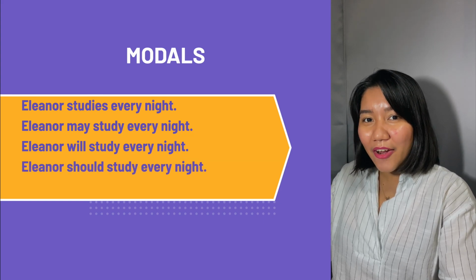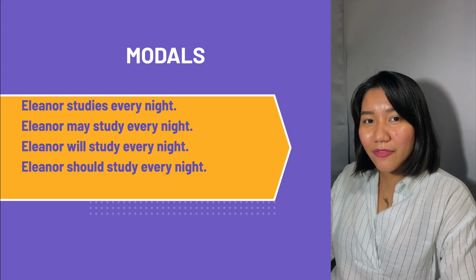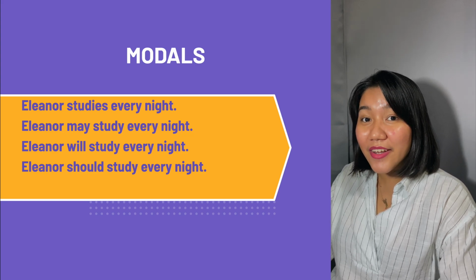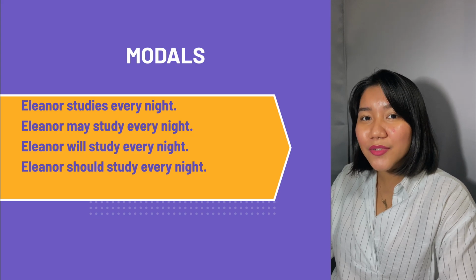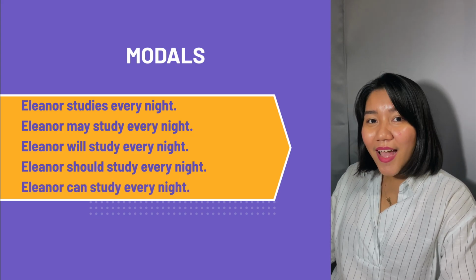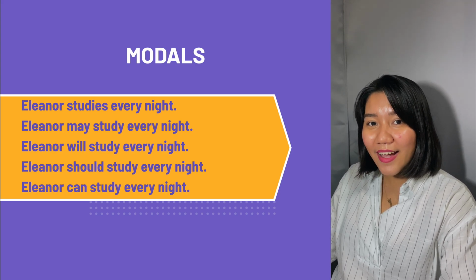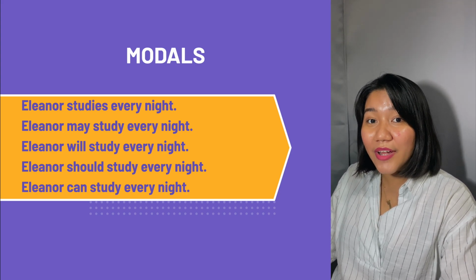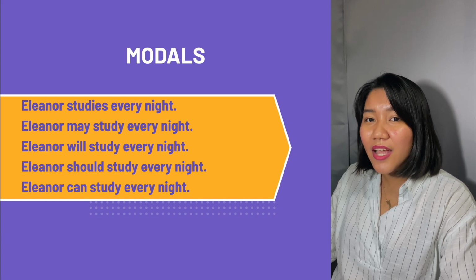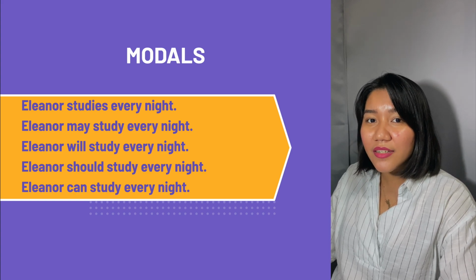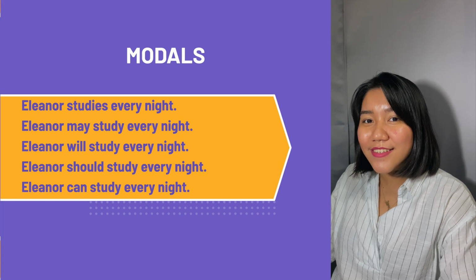Eleanor should study every night. The helping verb should tells the reader that Eleanor does not study every night, nor does she plan to study every night. But it is something that would be a good idea according to the author's attitude. Eleanor can study every night. The helping verb can shows us that Eleanor has the ability to study every night, but does not indicate whether she does or doesn't study every night.